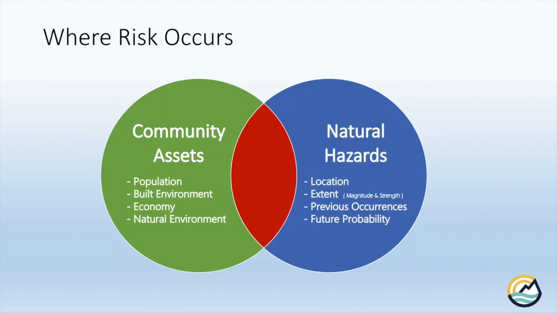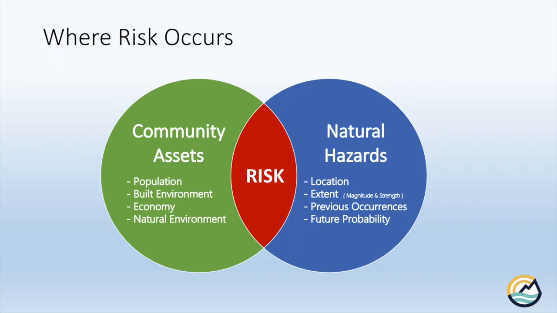So where does this hazard happen? Earthquakes are more probable in California and along the New Madrid Fault than they are in other areas. There has to be an extent, so a magnitude or a strength. How big is it? How big of an area? Were there any previous occurrences, and what's the future probability of those? When you have community assets but no natural hazard, there's really not any risk. What's to damage it? Vice versa, if you have a natural hazard but no community assets, what are they going to affect? Nothing. It's only when those two overlap together that you find risk.